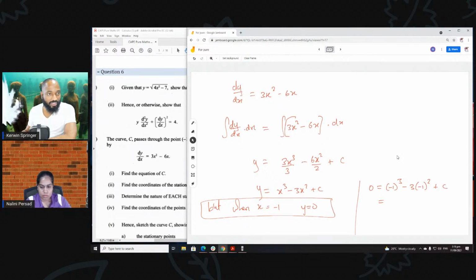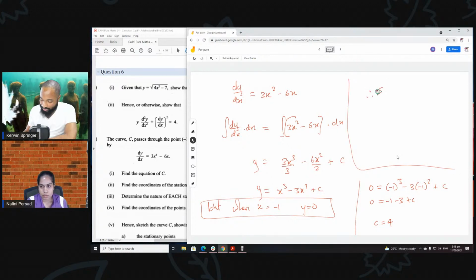Anybody get a value for C? This is giving me -1 minus 3 plus C. So are we getting C is equal to -4? Are we getting C is equal to +4? Yes.